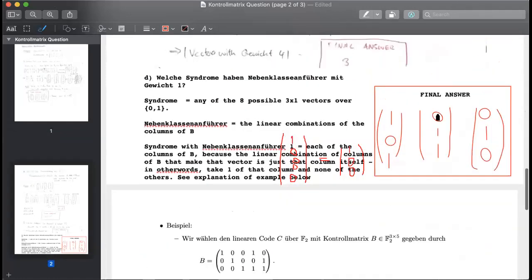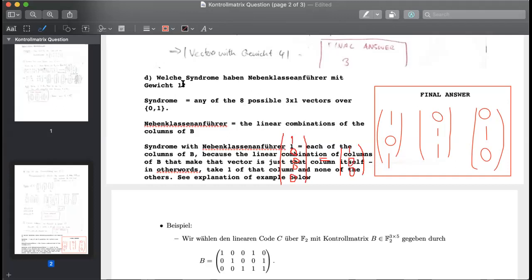It's 1, 0, 1, 0, 1, 1, 0, 1, 0. In other words, the syndromes that are already a column of B. If it's Gewicht 1, it's very easy to answer. Just look at which column vector is in B, and those are the ones that have Nebenklassenanführer 1.